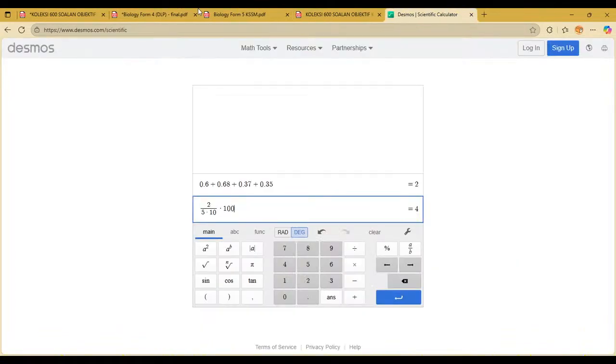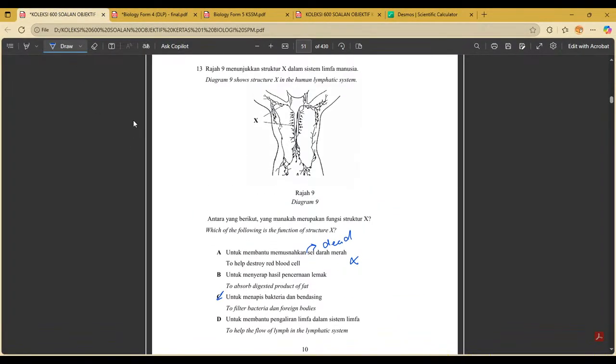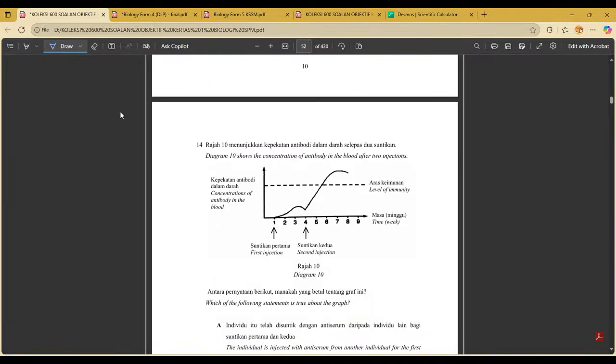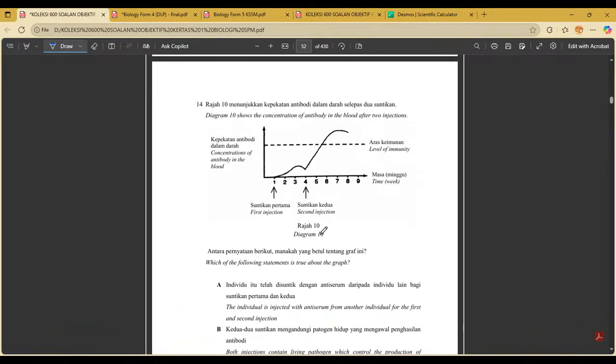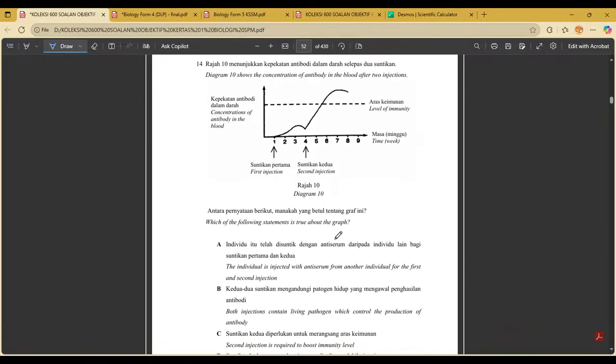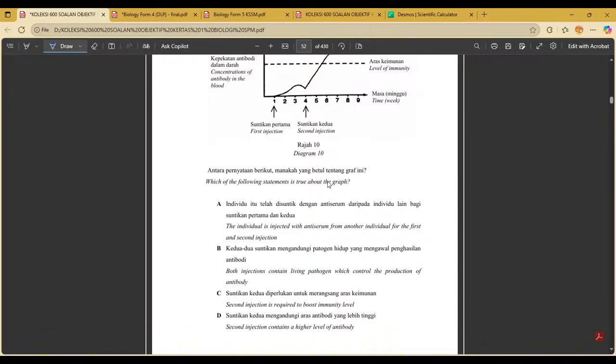Okay, continuing on. Diagram 10 shows the concentration of antibody in the blood after 2 injections. This is vaccine. Artificial active immunity. It's not an anti-serum, it's a vaccine. It contains living pathogen. Nope, it's dead.